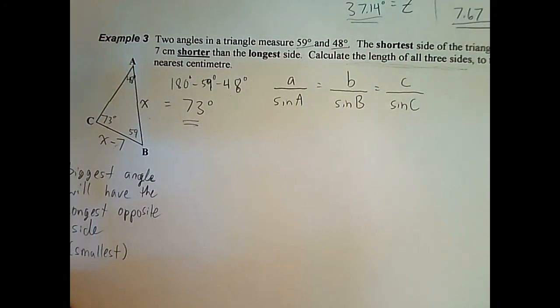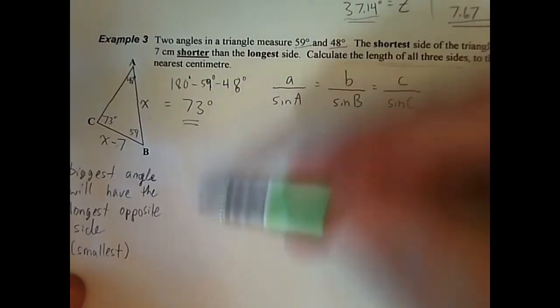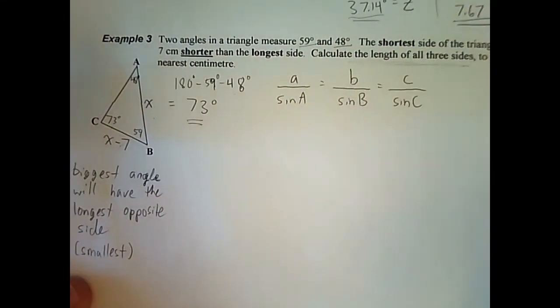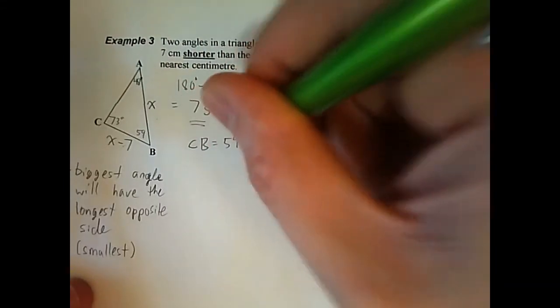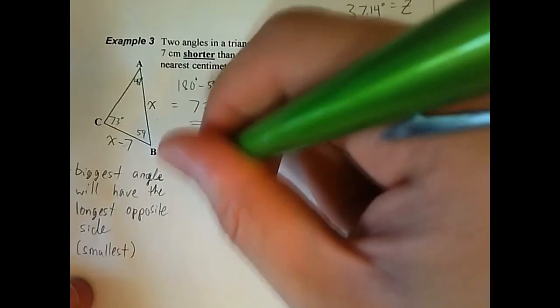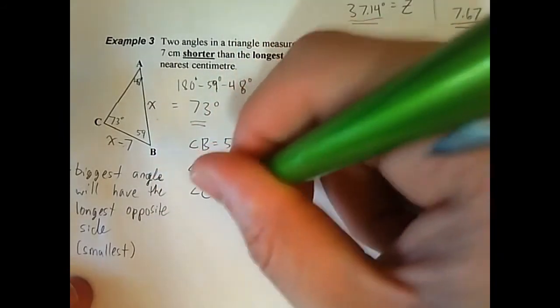So now based on the question, we can start filling in what we know, but let's write out what we know on the side because we used that before and I think it was helpful. So we know angle B is equal to 59 degrees. Angle A is 48 degrees. Angle C is 73 degrees.